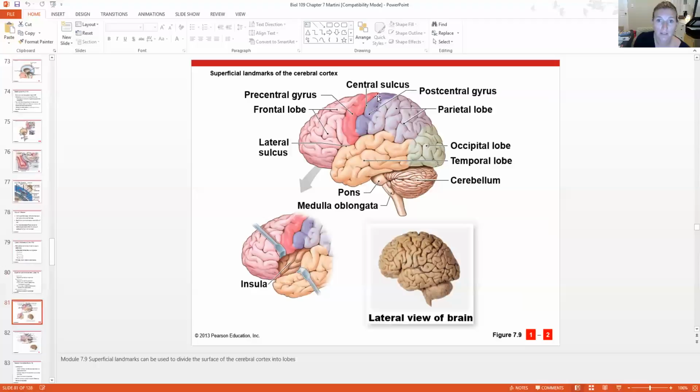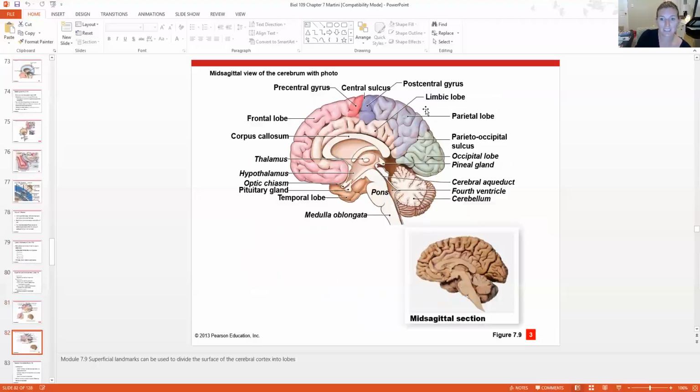The central sulcus is here, dividing the frontal and parietal lobes. It's also dividing our primary sensory cortex, which is right here on this postcentral gyrus, from our primary motor cortex, which is right here on this precentral gyrus.